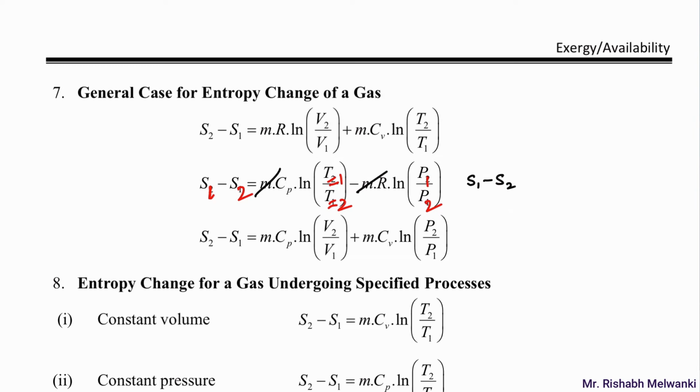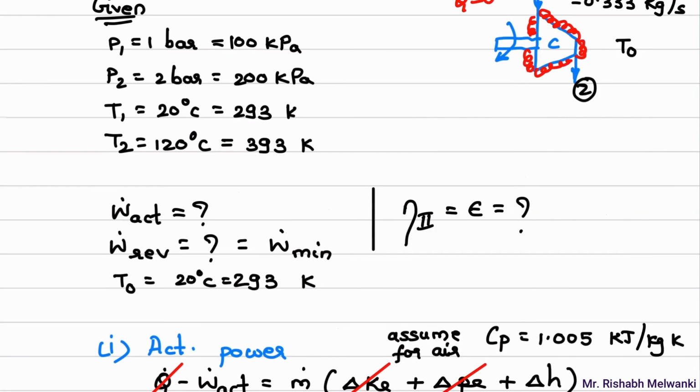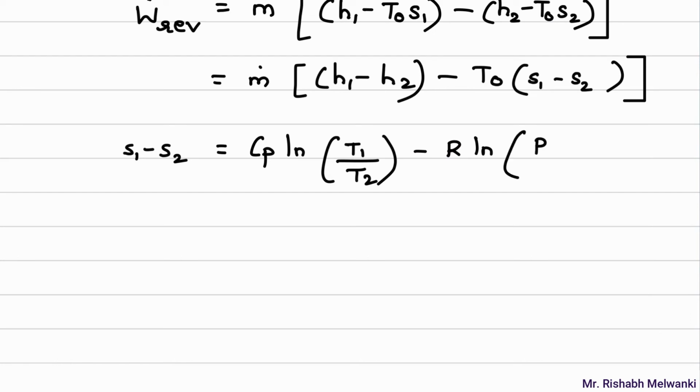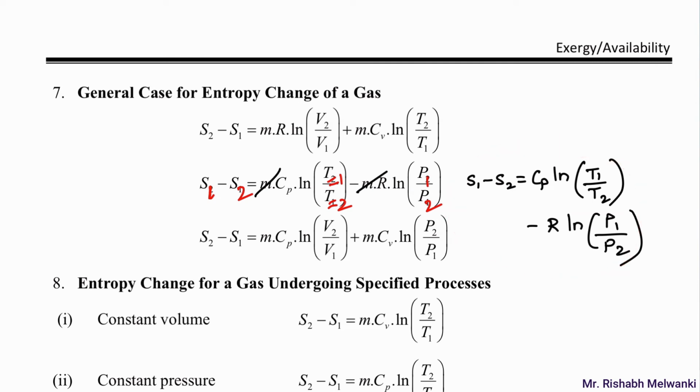So what will be s1 minus s2? s1 minus s2 will be equal to Cp log T1 by T2 minus R log P1 by P2. This same equation I have to write down to find s1 minus s2, so I'll write it over here: s1 minus s2 equals Cp log T1 by T2 minus R log P1 by P2. The same equation I have written over there.